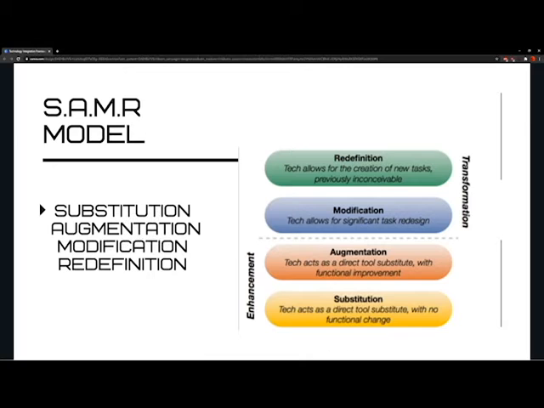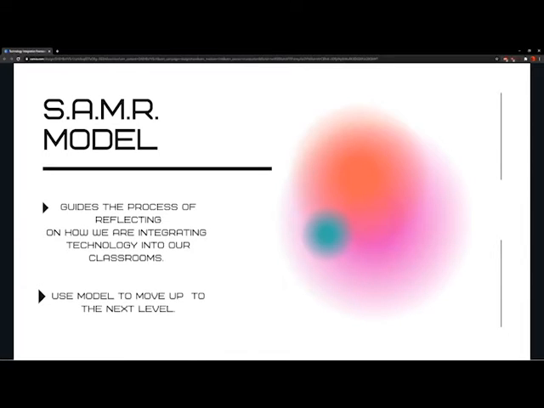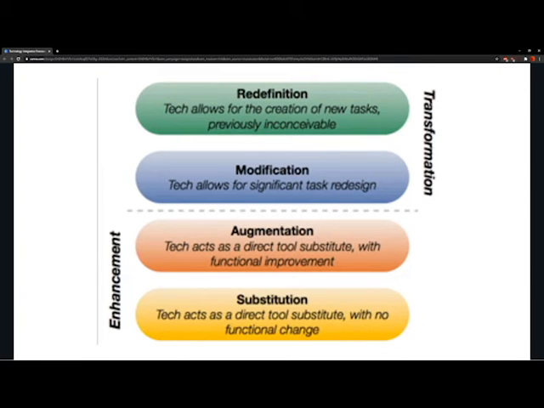The SAMR model stands for substitution, augmentation, modification, and redefinition. The SAMR model guides the process of reflecting on how we are integrating technology into our classrooms. You can use this model to move up to the next level. The SAMR model starts with substitution, or using technology to substitute tools with no functional change. An example of this would be using Google Earth to locate a place instead of using an atlas.